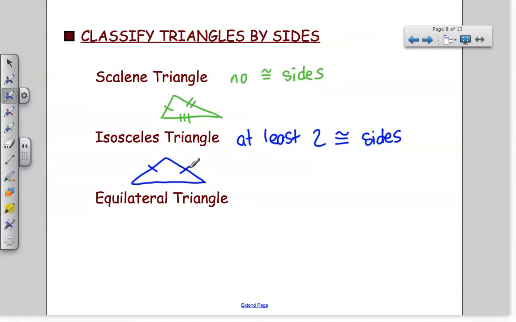So this would be isosceles if those 2 sides were congruent. And equilateral, you should kind of know that because the term equilateral means equal sides, and so all 3 sides are congruent in an equilateral triangle. By the way, an equilateral triangle is also equiangular, making it regular.